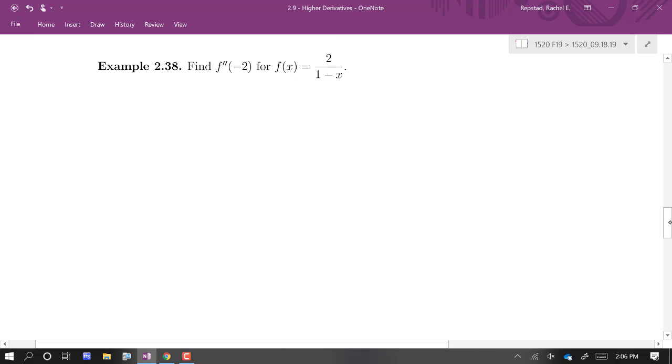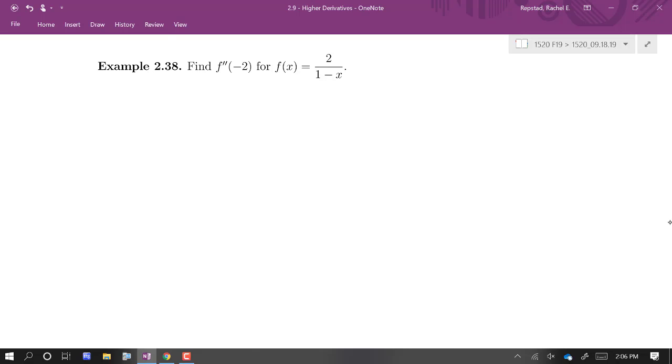We want to find f double prime of -2 for this function. So we just want to find the second derivative as a function, and then we can evaluate it when x is -2. If you're going to find the second derivative, the first thing you need to do is get the first derivative. If I'm going to find f prime of x, what might be a useful first step? You have to use the quotient rule. We can use the quotient rule, but we don't have to. And how do I know? There's no x on the top.